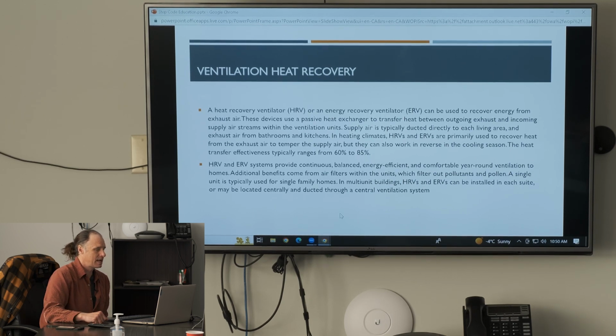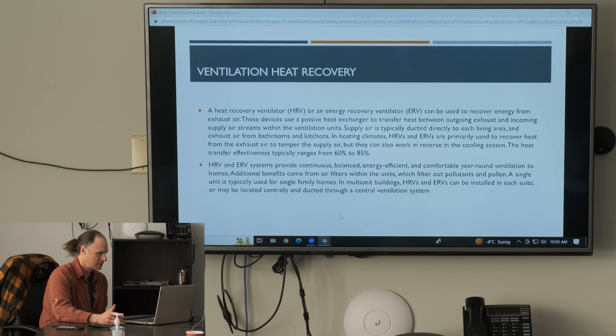In heating climates, HRVs and ERVs are primarily used to recover heat from the exhaust air to temper the supply air, but they can also work in reverse during the cooling season. The heat transfer effectiveness typically ranges from 60 to 85%. HRV and ERV systems provide continuous, balanced, energy-efficient, and comfortable year-round ventilation to homes. Additional benefits come from air filters within the units, which filter out pollutants and pollen.